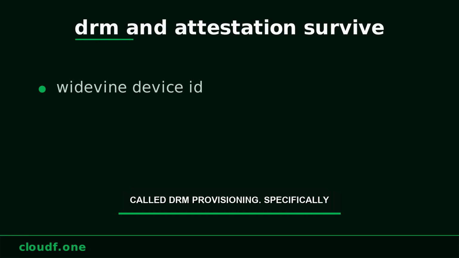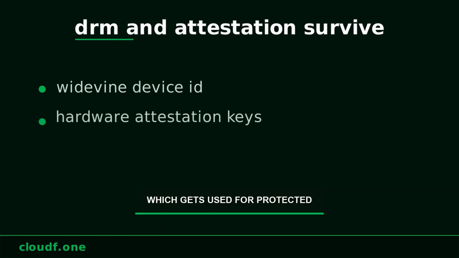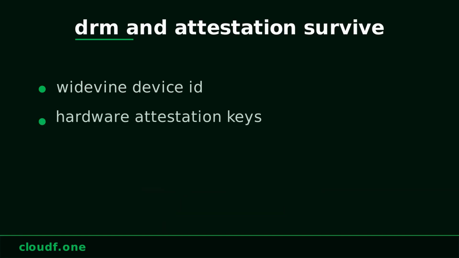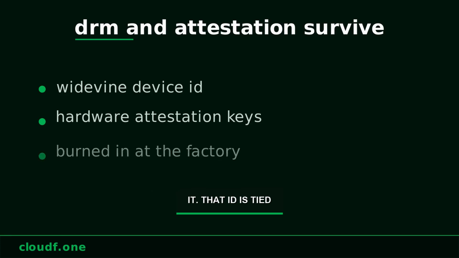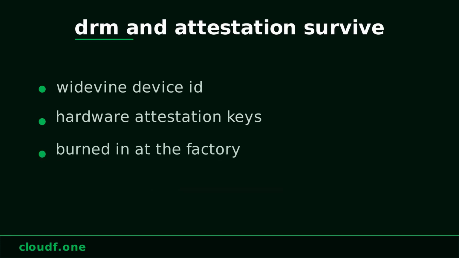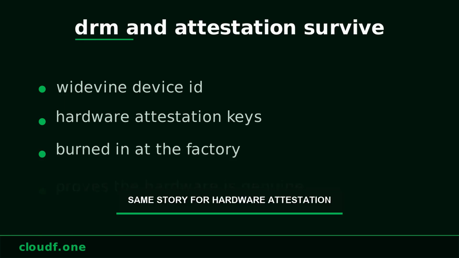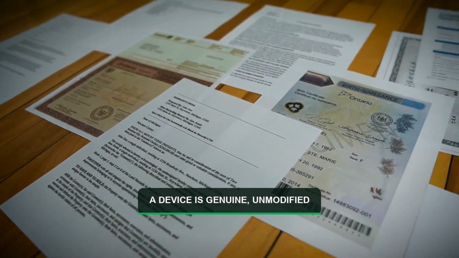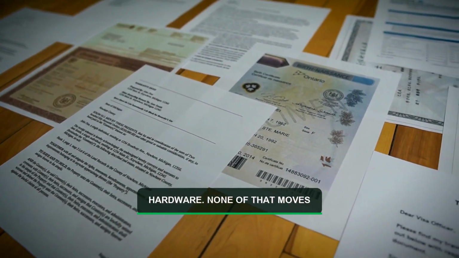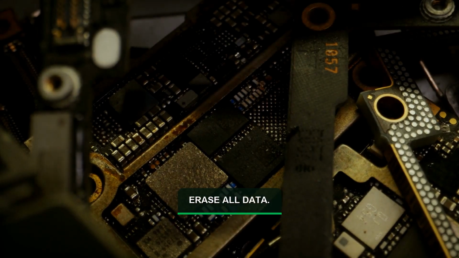Then there's what's called DRM provisioning, specifically the Widevine device ID, which gets used for protected video playback, think streaming services like Netflix and plenty of others like it. That ID is tied directly to the hardware, and it does not regenerate on reset. Same story for hardware attestation keys. Those get burned in or provisioned back at the factory during manufacturing, and they're used to prove to some remote service that a device is genuine, unmodified hardware. None of that moves even slightly when you tap Erase All Data.